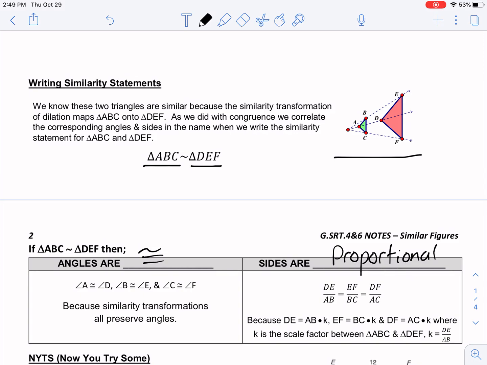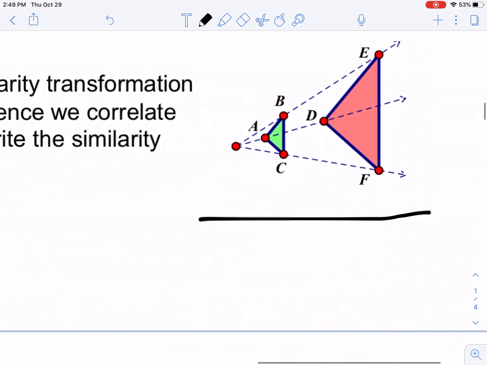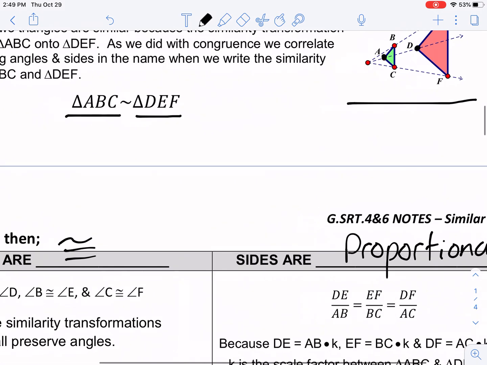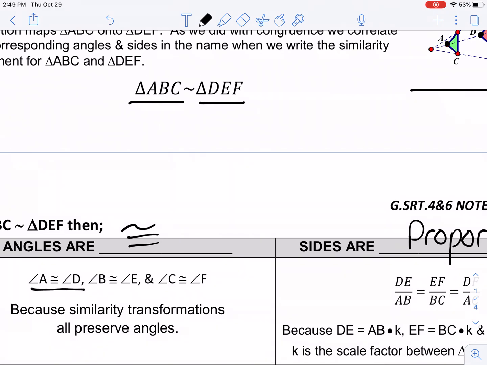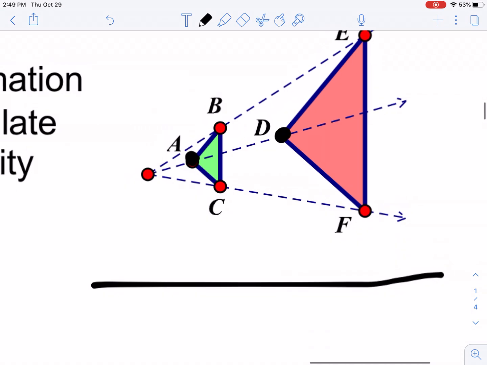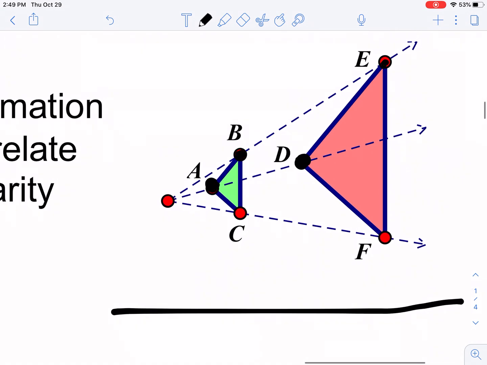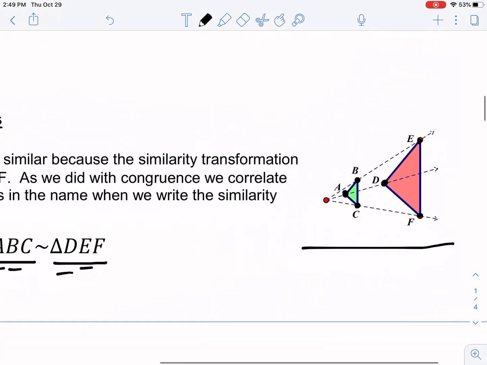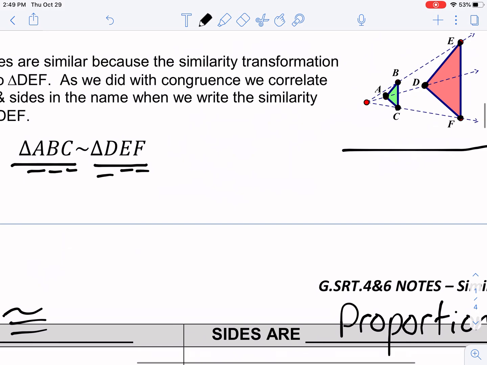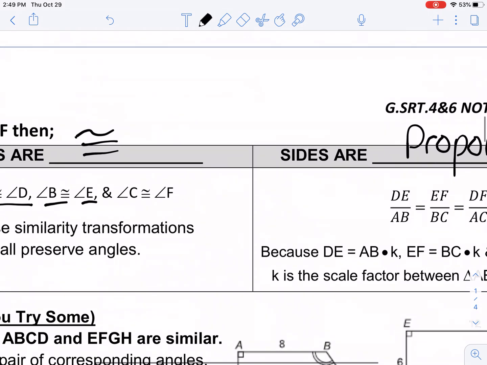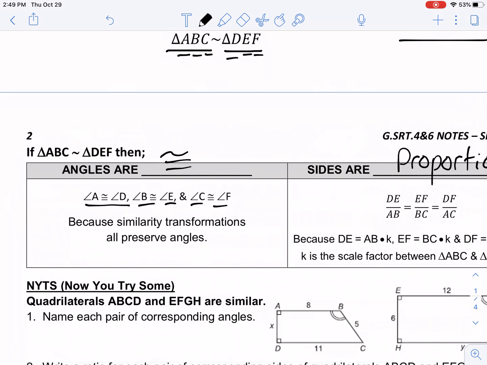So what we mean by the angles being congruent is that corresponding parts are going to match. So angle A and angle D are going to be congruent, just like it matches here, A and D. Then angle B and angle E are going to be congruent. So angle B over here and angle E over here are going to be congruent, and angle C and angle F are going to be congruent. They're going to have the same measures. Notice it follows that order just like when we talked about congruent statements. So corresponding angles are going to be congruent. They preserve the angle measures.